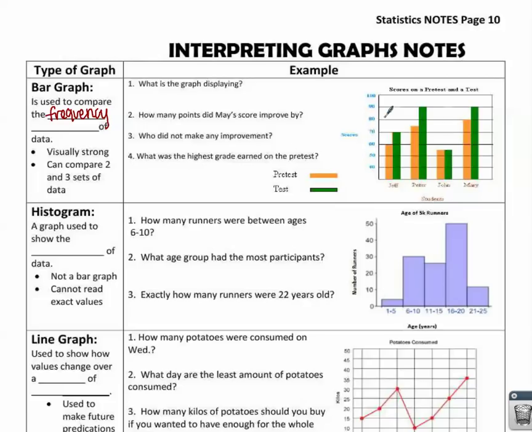So over to your right, this is an example of a bar graph. You notice that between the categories at the bottom there is a space in between each jump. So in the graph to the right, what is it displaying? It's going to be displaying scores on a pretest and on a test. And you can get that from the title.